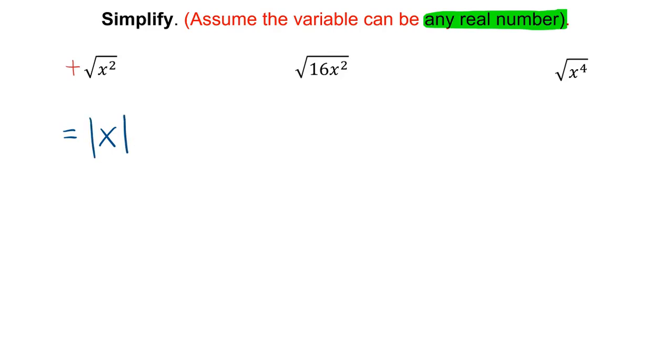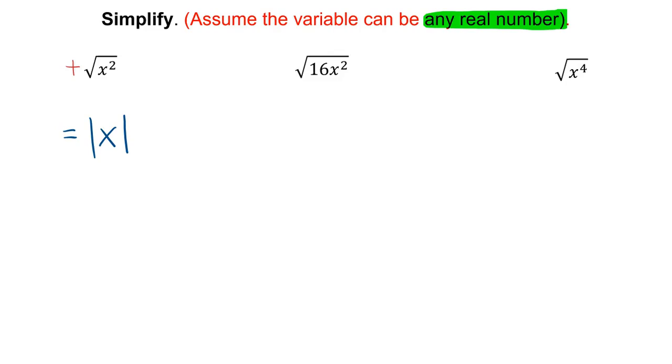Turns out there's a simple solution. All we have to do is place absolute value bars around the variable. Placing the absolute value bars around the variable ensures that that value is a positive value and is therefore the principal square root of x squared. Let's look at the second example.